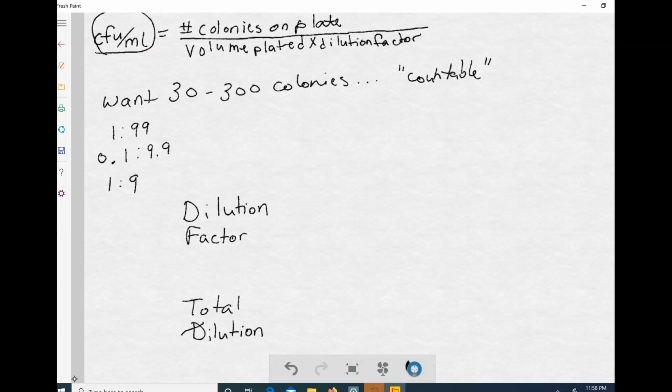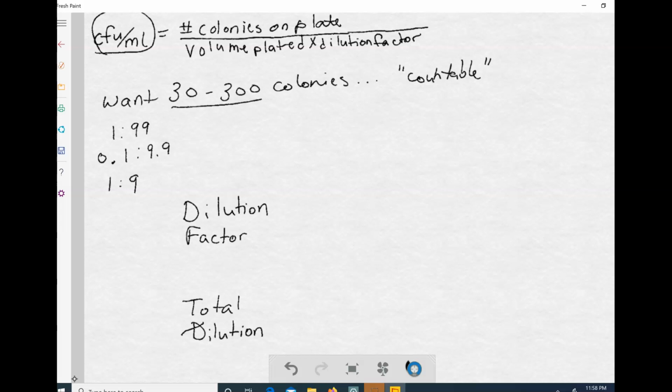If we put a little bit of that solution onto a plate and let them grow, we would have too many colonies, or too many colony forming units, to count, or we would have had too small of a volume to make them be able to be counted accurately. So we want to dilute our starting solution in such a way that we can eventually get between 30 and 300 colonies on a plate. We consider this to be a countable plate.